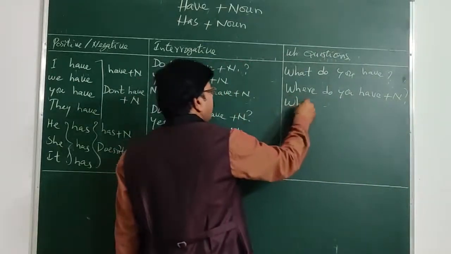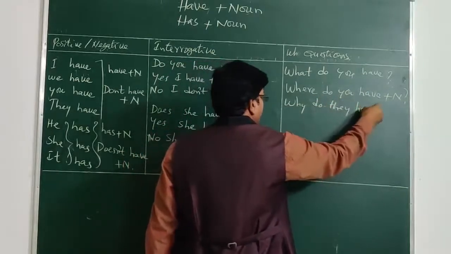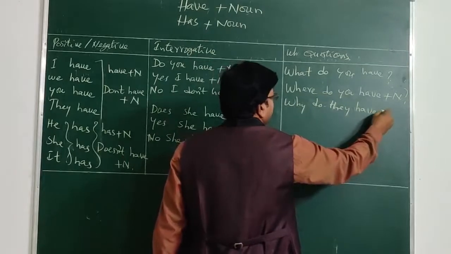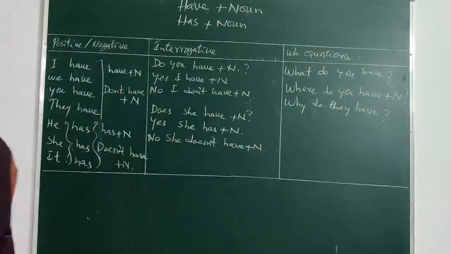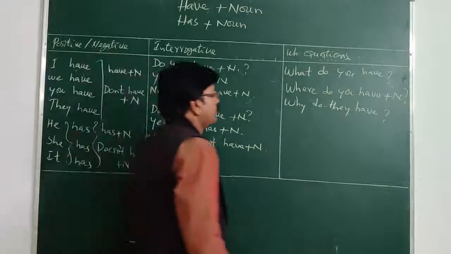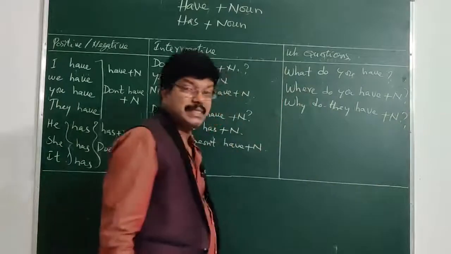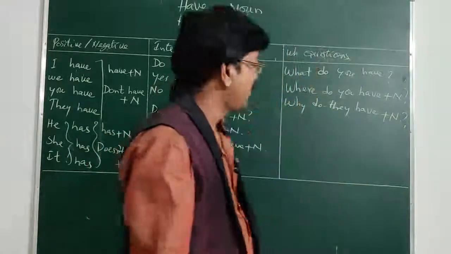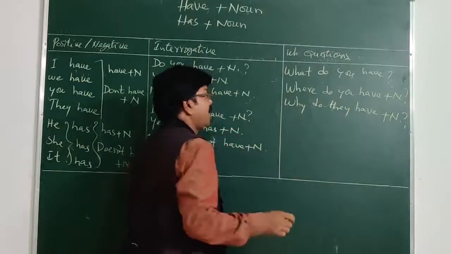And why do you have? Why do they have? Of course, sometimes I write a noun as the answer here. Why do they have a pencil? Where do they have a house? Where do they have a bike? Where do they have a car?